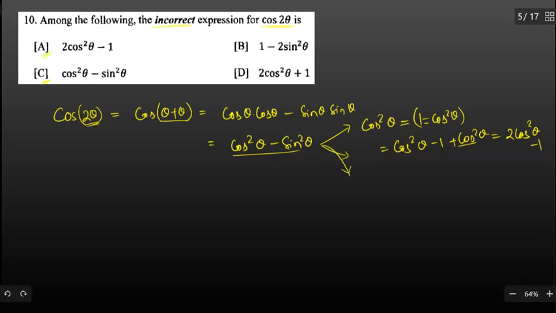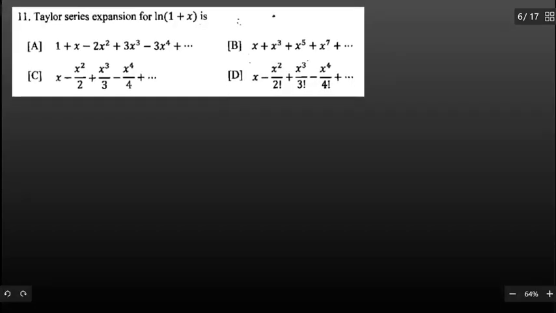Now let's express cos theta in terms of sin theta. So 1 minus sin square theta minus sin square theta is equal to 1 minus 2 sin square theta. So option B also is getting cancelled, and we have only option D left, which is the incorrect expression. Now let's move to the next question.